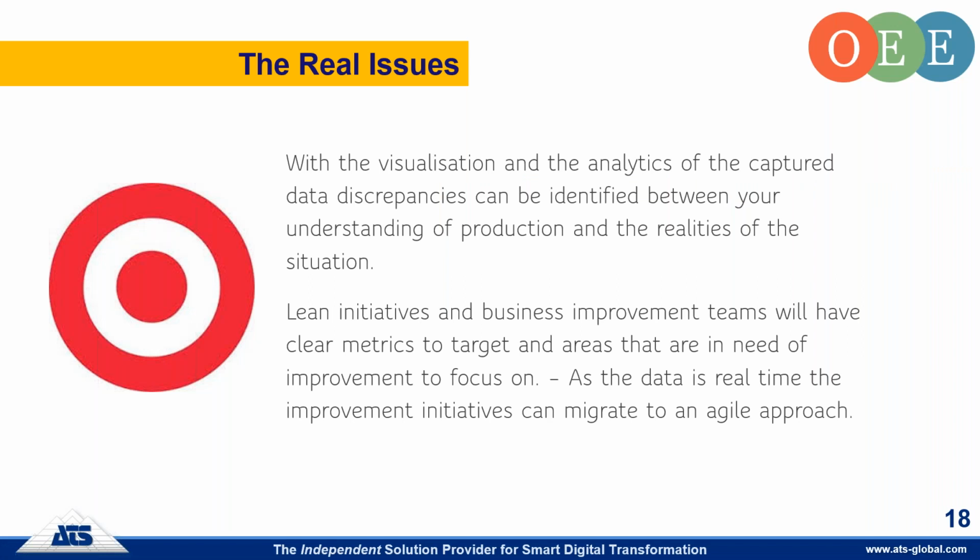So with the visualization of the analytics captured, data discrepancies can be identified between your understanding of production and the realities of the situation. So you can have lean initiatives and business improvement teams that will have clear metrics to target and areas that are in need of improvement to focus on. As that data is real time, the improvement initiatives can migrate to an agile approach. So as they're carrying out their implementation, you can see results, and you can respond as you go forward.